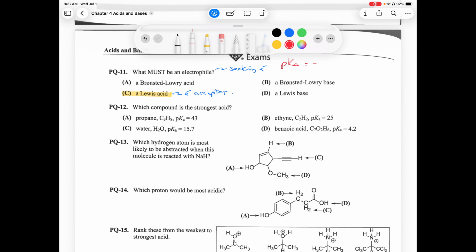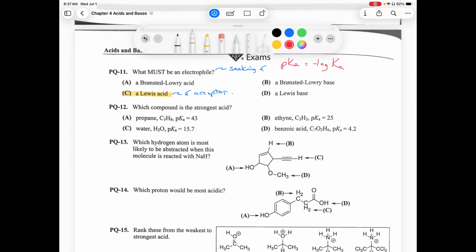pKa is the negative log of a Ka, and you should know what a Ka is, the dissociation constant for an acid. So it's a negative logarithmic scale. And so the more negative your pKa is, the stronger your acid is, because the more it's dissociated. And so we can very quickly look at these here. We've got propane, ethyne, water, and benzoic acid.